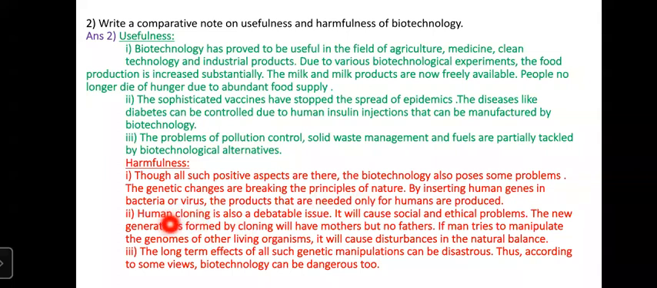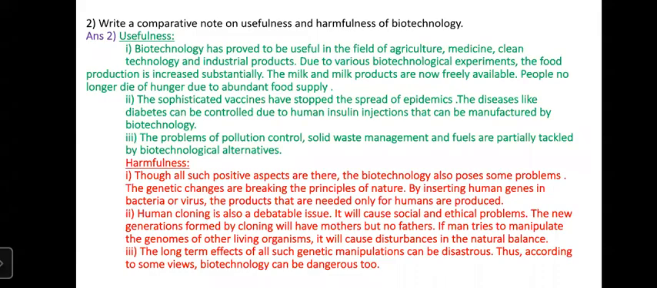Second point, human cloning is also a debatable issue. It will cause social and ethical problems. The new generation formed by cloning will have mothers but no fathers. If man tries to manipulate the genomes of other living organisms, it will cause disturbances in the natural balance. Third point, the long term effects of all such genetic manipulation can be disastrous. Thus, according to some views, biotechnology can be dangerous too. So, these are the usefulness and harmfulness of biotechnology.